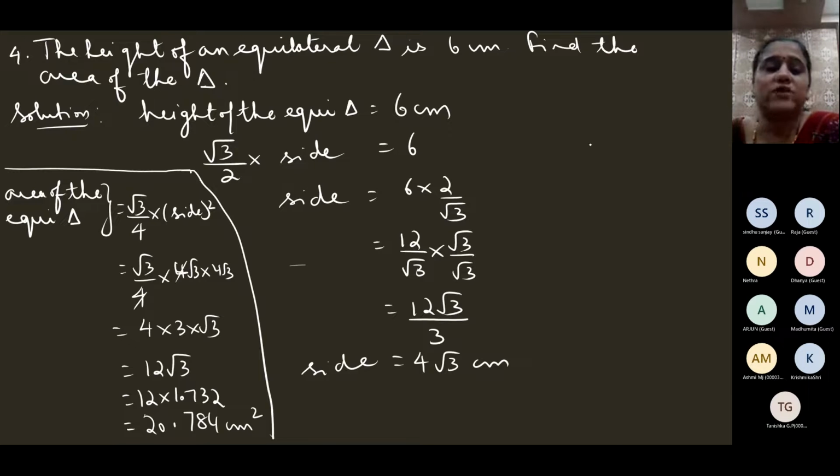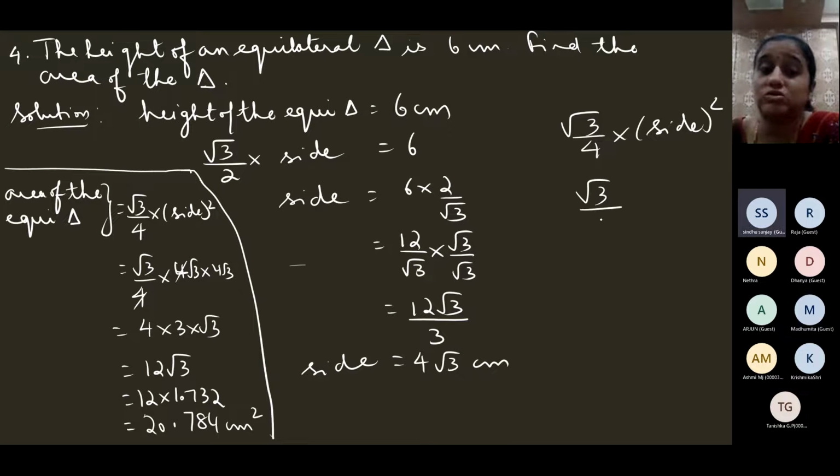So what is the formula to find the area of an equilateral triangle? Root 3 by 4 into side square, ma'am. Okay. What is the formula to find the altitude of an equilateral triangle? Root 3 by 2 into side, ma'am.